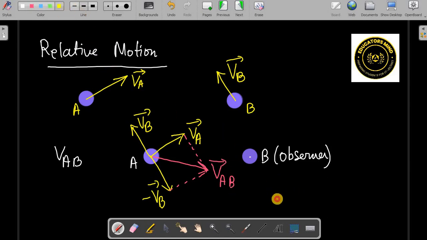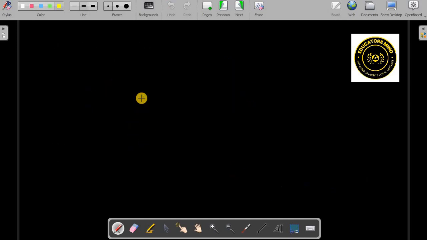So this is the definition. Velocity of A with respect to B is velocity of A minus velocity of B. Correct? This is the definition, and it is valid for any kind of vectors, 1D, 2D, 3D, right? If you take particularly one dimension, then we don't have to write it as a vector symbol. It will be just written with plus minus sign, right? Let us take that one dimension case.